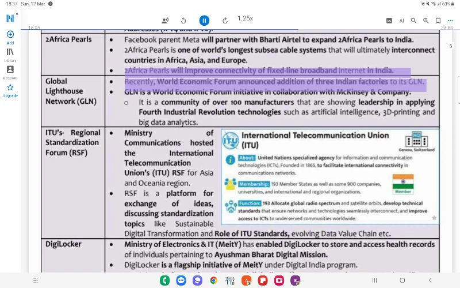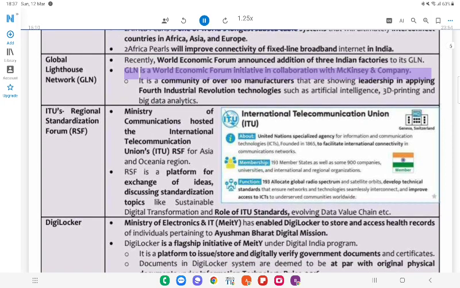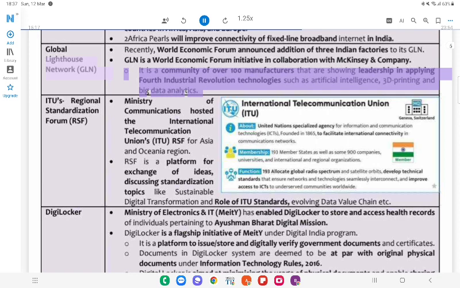Recently, the World Economic Forum announced the addition of 3 Indian factories to its GLN. GLN is a World Economic Forum initiative in collaboration with McKinsey & Company. It is a community of over 100 manufacturers that are showing leadership in applying 4th Industrial Revolution technologies such as artificial intelligence, 3D printing and big data analysis.